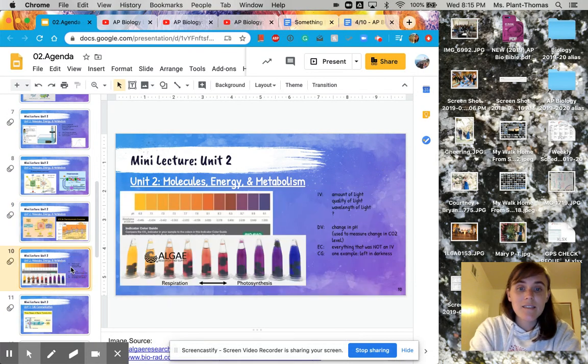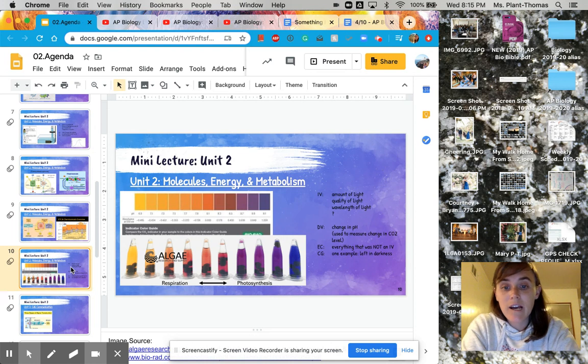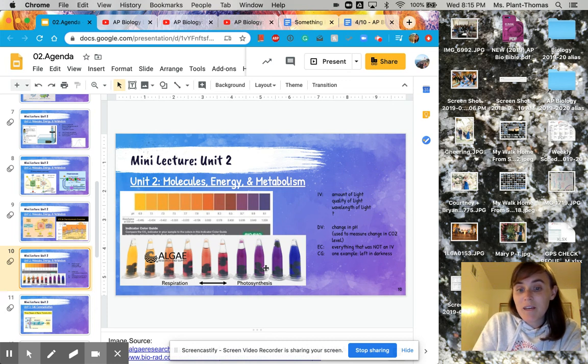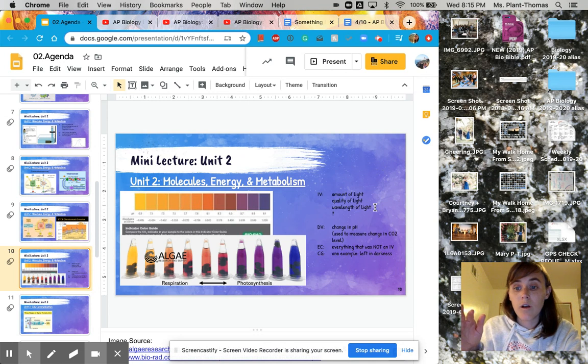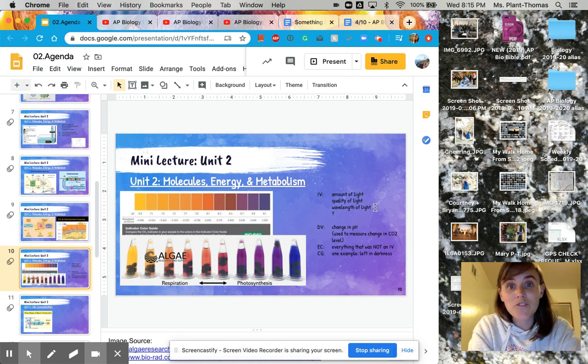And then last slide for Unit 2, we did our lab on photosynthesis and cellular respiration. If you remember, we were using algae beads and you were using a pH indicator solution that changed color based on pH. And so different groups had different independent variables. The ones I remember, some were looking at different amounts of light or different qualities of light, meaning sunlight versus a lamp. Some were looking at the wavelength of light. So remember, if you have different colors of light, that's different wavelengths of light.